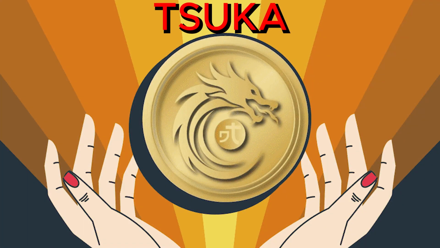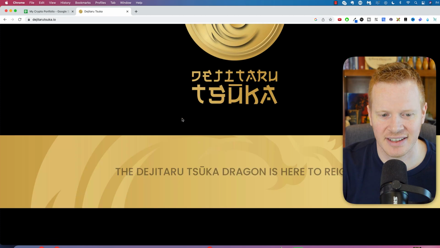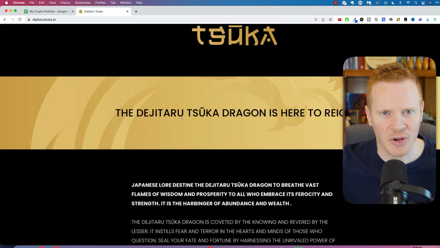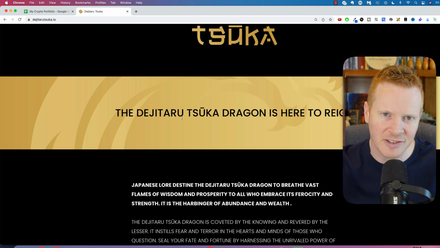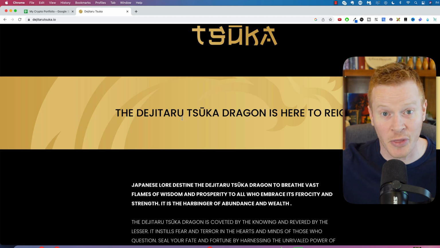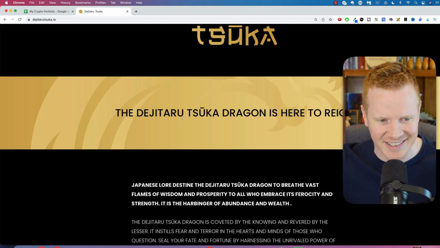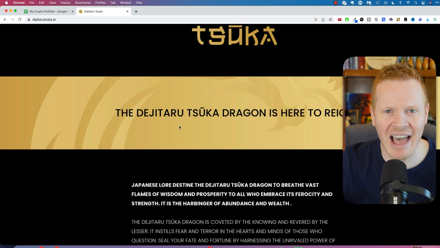Next token we have is Tsuka. This is a meme token, Dejitaru Tsuka. And I bought this back in the meme token craze. I just wanted exposure to some meme token, you know, in case we end up with a Shiba Inu. The Shiba Inu went where if you bought $1,000, a year later, it was worth $1 billion. And so just in case something like that happens, I want to have a meme token.